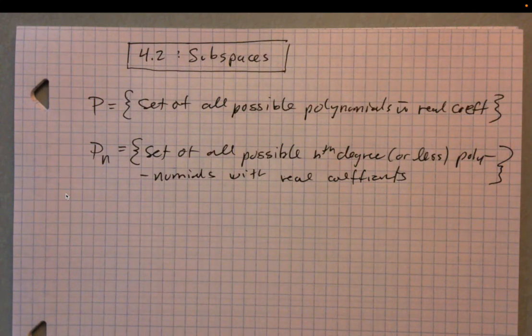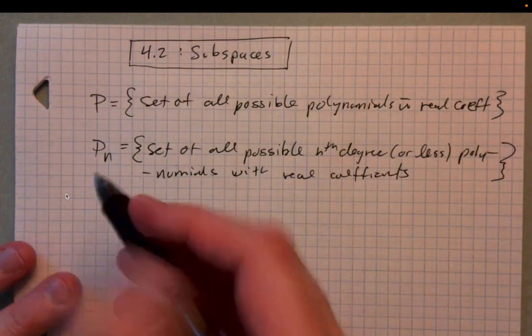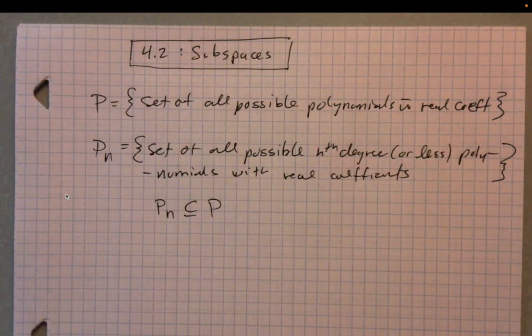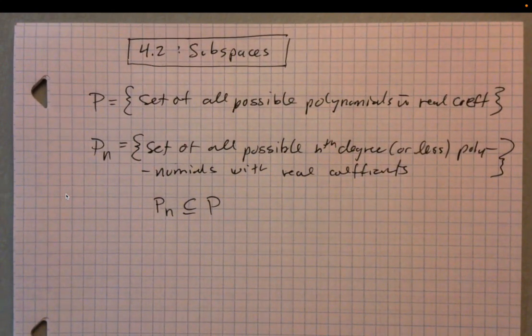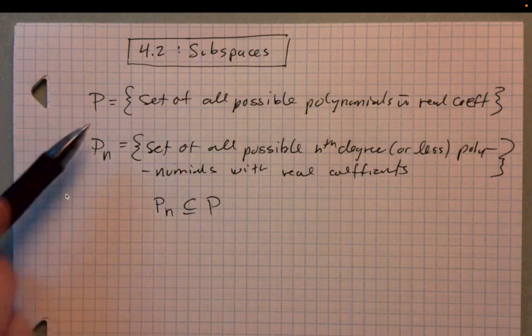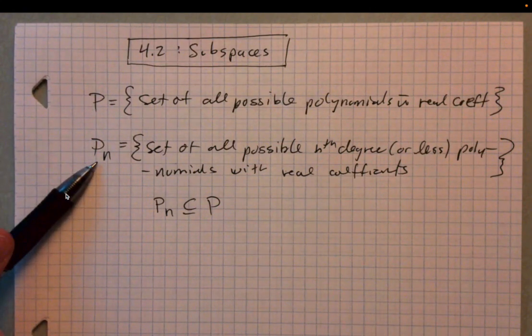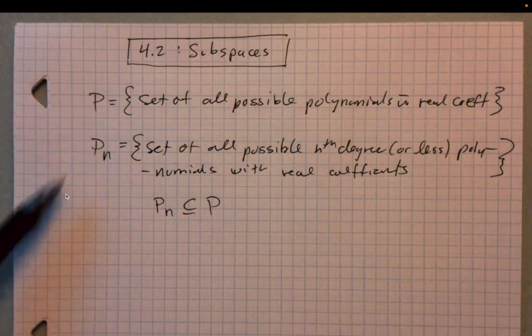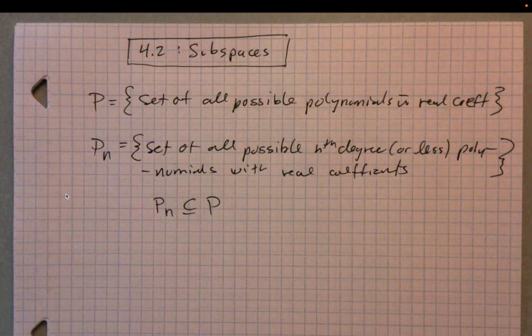Now the whole idea behind a subspace stems from the idea of when you have two vector spaces and one of them is a subset of the other. So this is kind of the motivating idea here, right? You start with a vector space, and then you identify a subset of the vector space. In this case, we start with P, and we can obviously see that P sub n is a subset of P, and both of them are vector spaces. And so this is a great motivating example of the idea of a subspace.